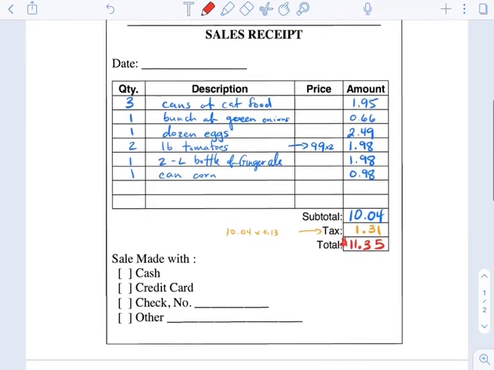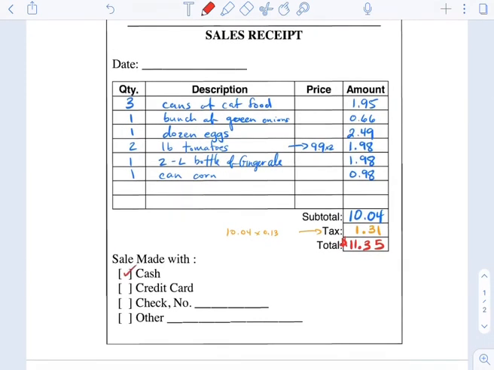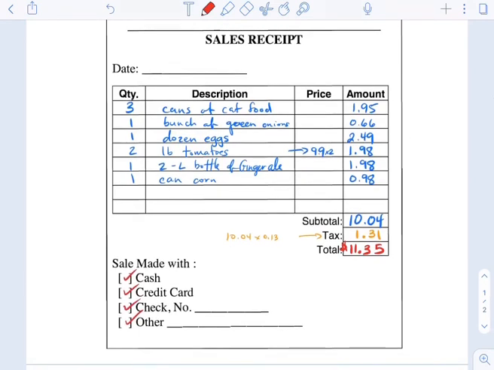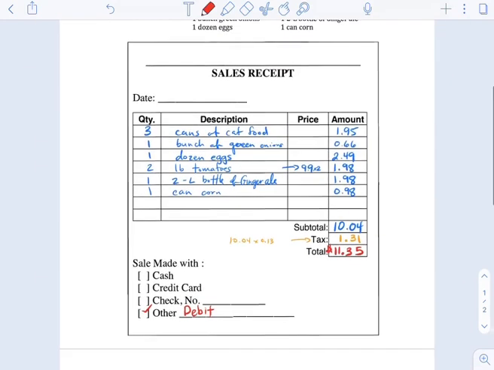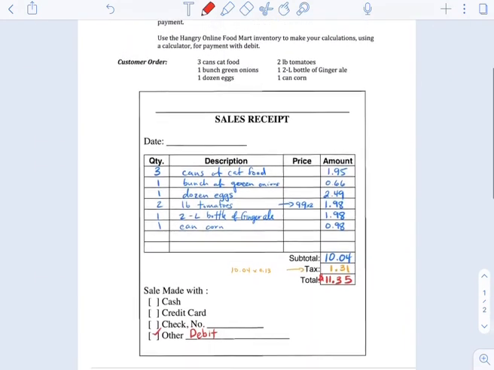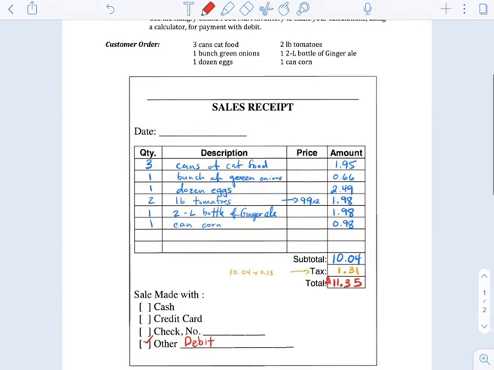And you say, well, how is this person going to be paying? Are they going to be paying with cash, credit, check, or other? In this case, it said they're going to be paying with debit. So they use their debit card. And that's it. So you get the idea of how these ones work, just how many we're buying of something. Ideally, we're trying to get this total, the amount over there on the right. Once we have those, we sum them together and we multiply it by 0.13 to get the tax, and we add those all together.